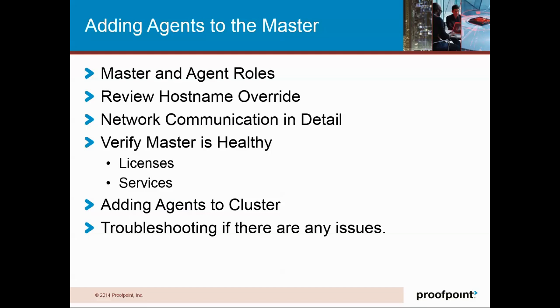We're going to review the host name override, discuss the communication between the master and the agent, and from the agent back to the master. We're going to be discussing if the master is healthy so that we can add the agents. That means that we're going to review the licensing, review the services, and make sure it has all of its updates. Then we'll go about adding the agents to the cluster. And if you have any issues, we'll provide some troubleshooting tips in case you cannot get an agent added to the master.